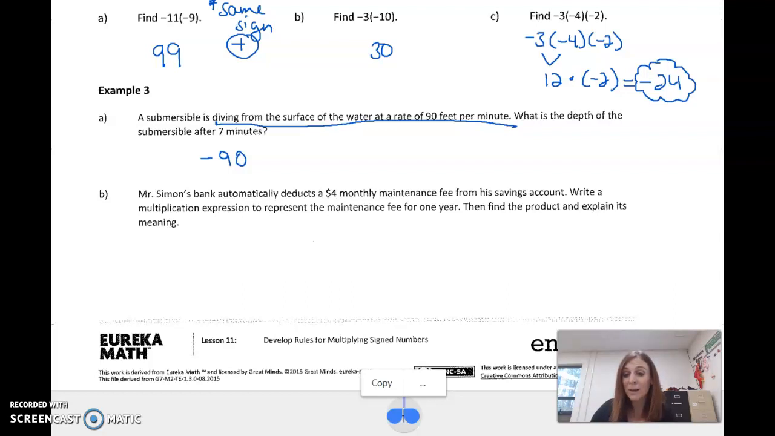Well, notice we have per minute here. So we always multiply by the number of minutes. So I'm going to go times 7. Well, a negative times a positive is going to be a negative. 90 times 7. Well, 9 times 7 is 63. And then add a 0. So it'd be a negative 630.